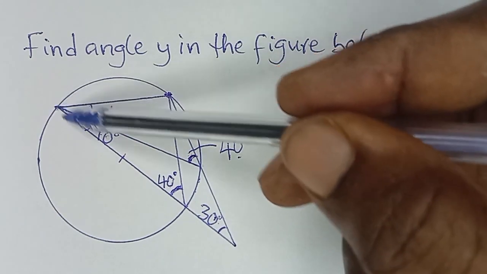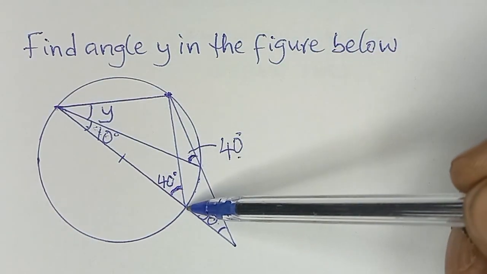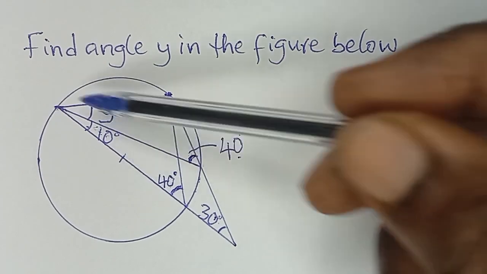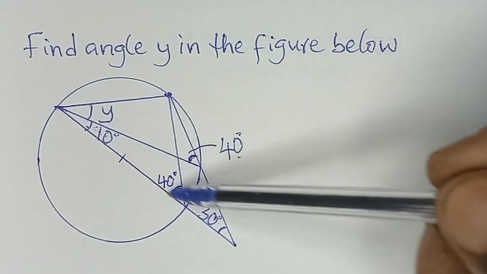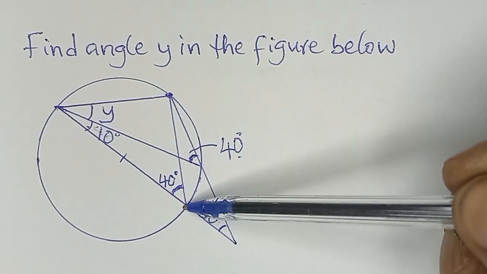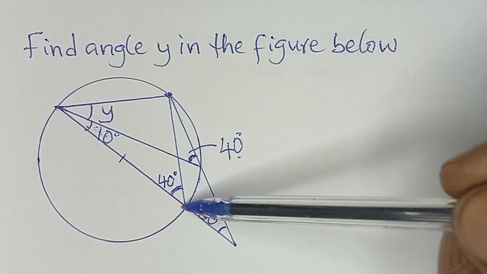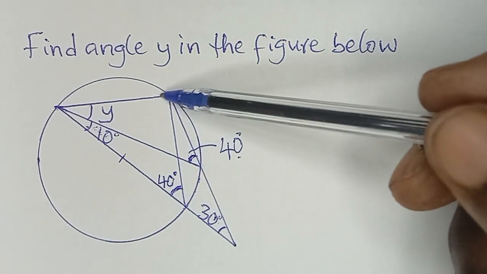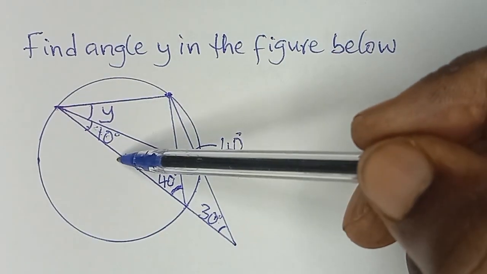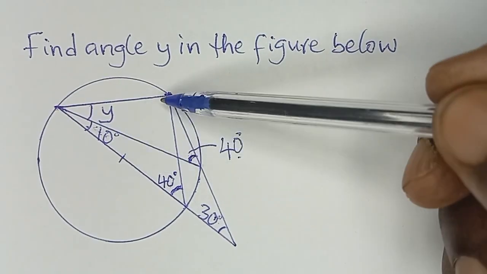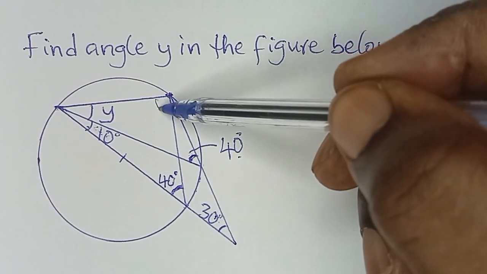Now, look at this line here that passes through the center of the circle. So this is the center of the circle. A straight line passing through the center of the circle is a diameter. So this is a diameter. Now the diameter forms a triangle. Once a diameter forms a triangle, the opposite angle to that diameter is a right angle.